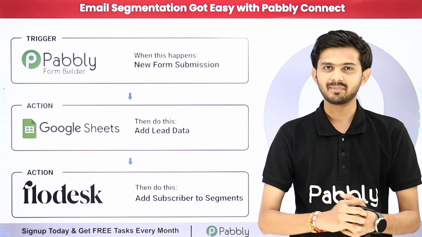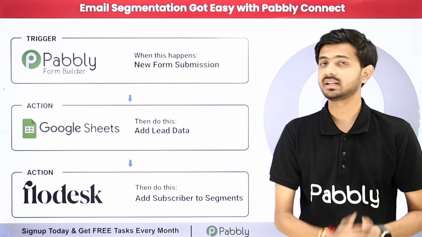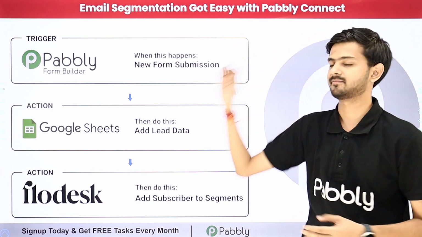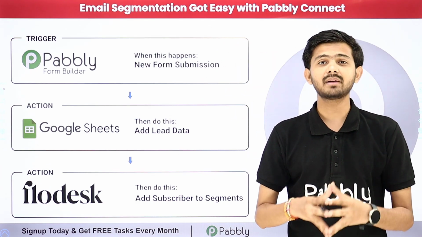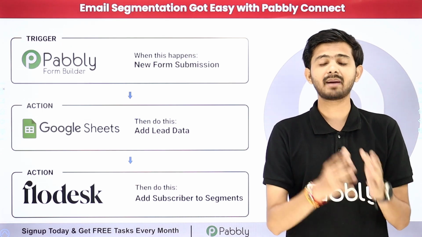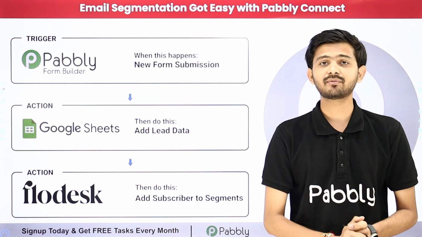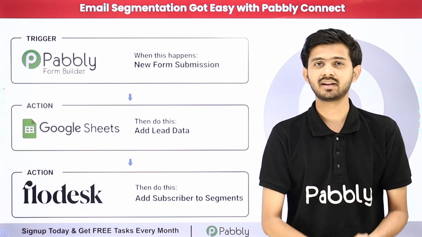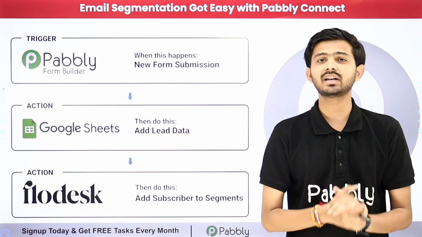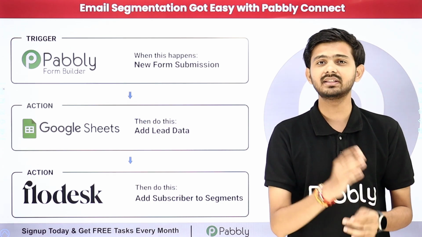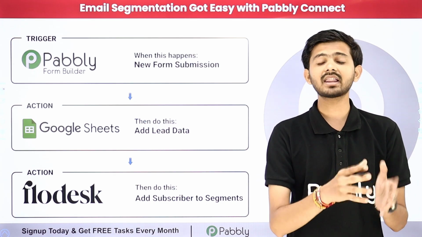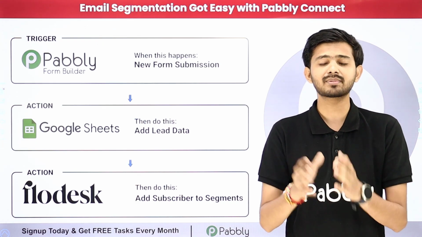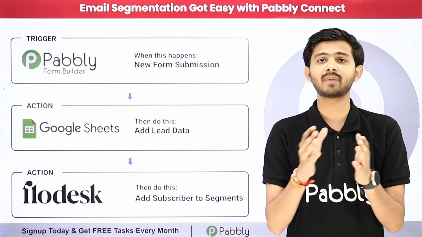Hello everyone, welcome back to Pabbly, and today we are going to see how we can make email segmentation easy with Pabbly Connect. Suppose I have added my form on my website by using Pabbly Form Builder, and by that form submission I'm going to get my customer data or the data of my lead. Now by using this lead detail, I can automatically add these lead details in my Google Sheet, and as I add that detail, I can automatically segment them and create a new subscriber in Flodesk according to my condition.